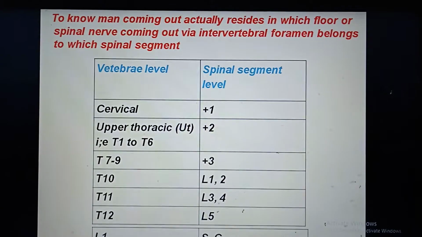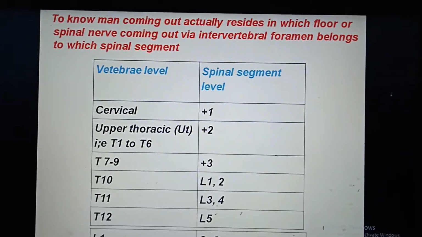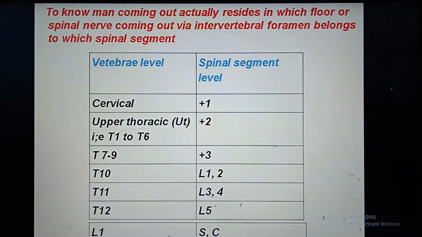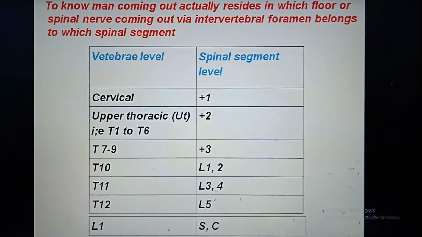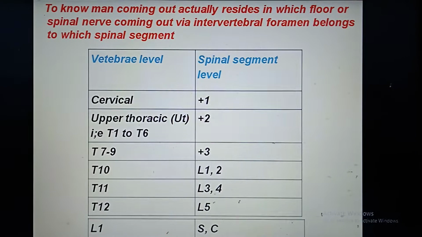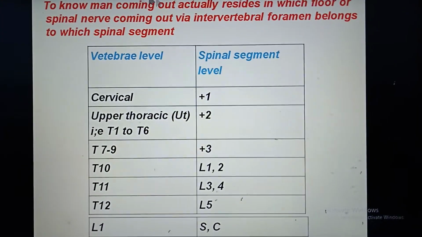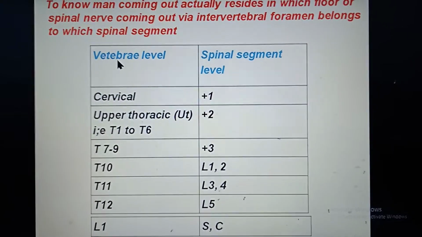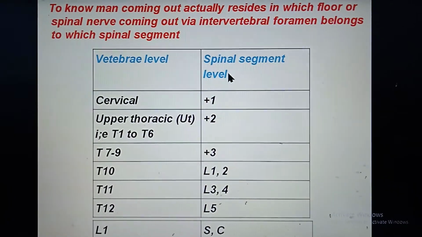To know which floor the man coming out actually resides on, or to know which spinal segment a spinal nerve coming out via the intervertebral foramen belongs to, there is one formula which links the vertebral level and the spinal segment level.